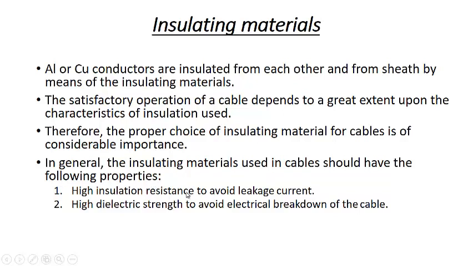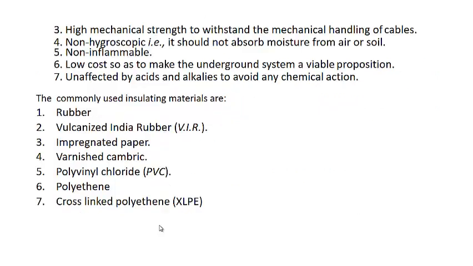It should have high insulation resistance to avoid leakage current. It should have high dielectric strength to avoid electrical breakdown of the cable. That means what air does in between the conductors in the case of overhead lines, the same should be done by the insulation when it is used in the cable, because it provides a separation between the conductor and the sheath, which is at ground potential.